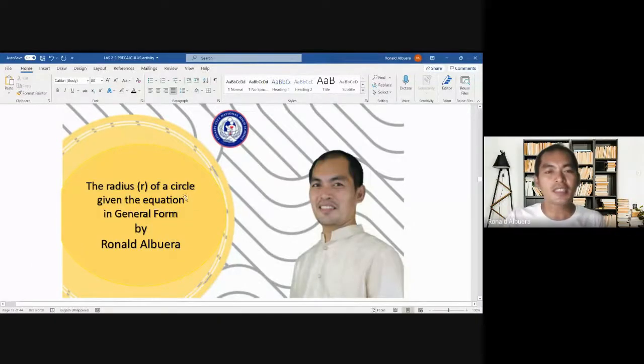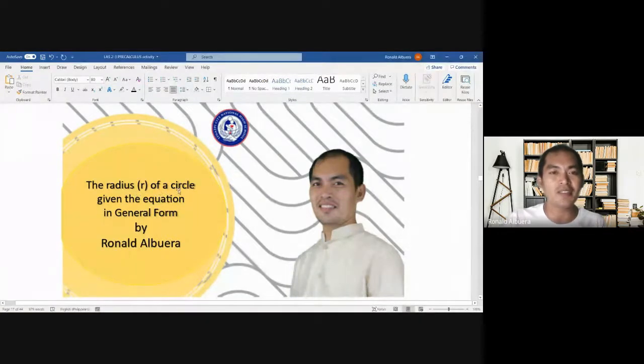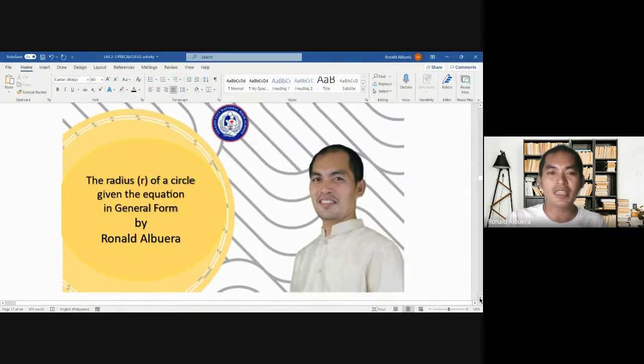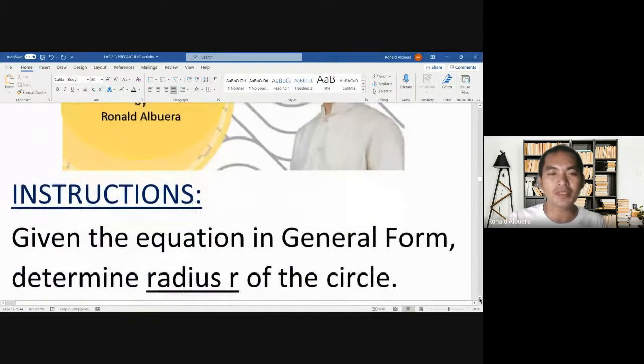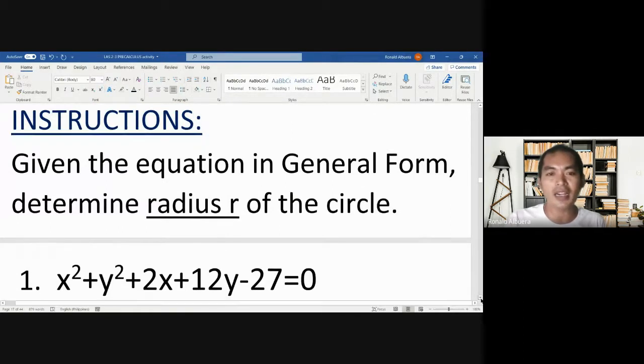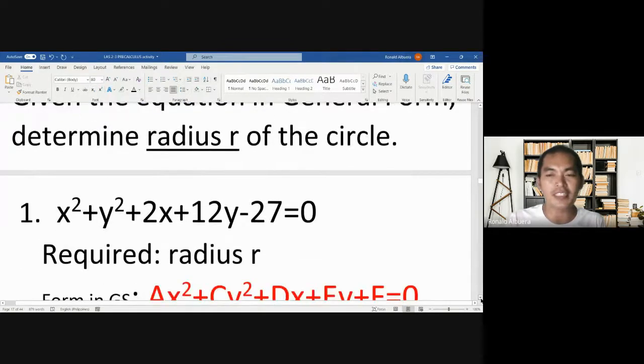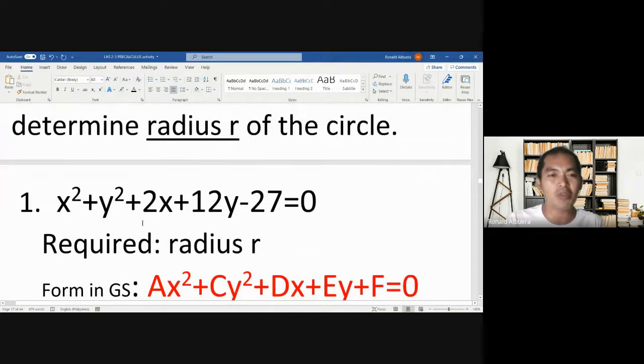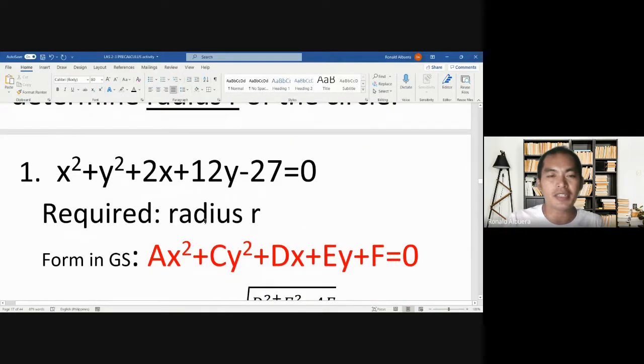Morning. So our lesson in pre-calculus is on how to get the radius of a circle given the equation in general form. Okay, so here we have the given instruction. Given the equation in general form, determine the radius represented by r of the circle. So for instance, number one, x squared plus y squared plus 2x plus 12y minus 27 equals 0. So the requirement here is the length of the radius.